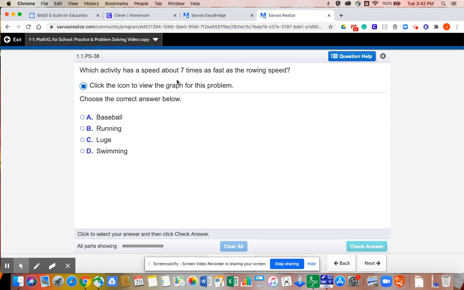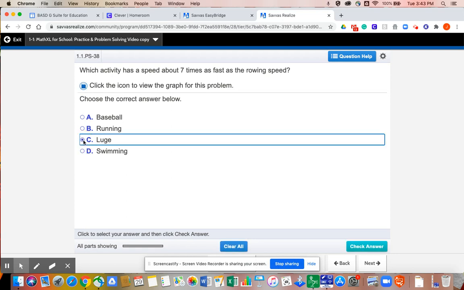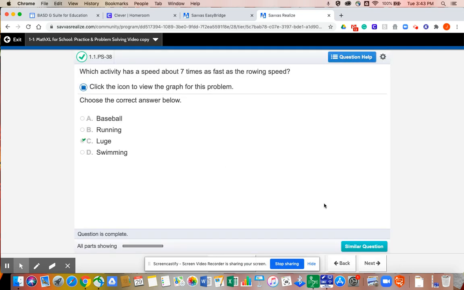The question is 7 times faster than the rowing speed. So our rowing speed is 13.58. We want to multiply that by 7. Now I would just estimate. I would say 13.58 is about 13.5. So I do 13.5 times 7. And I would get 94.5. So which of these is about 94? It would have to be the luge. So I go back and I answer the luge.